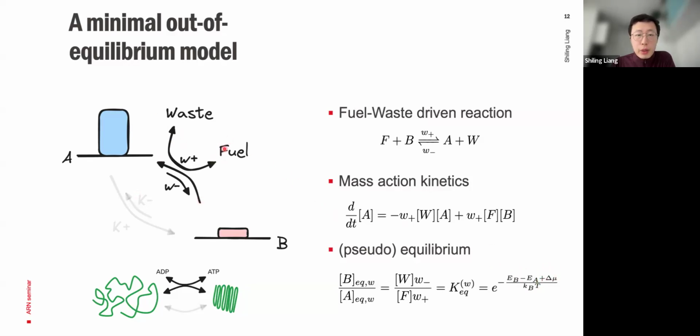So that means here we consume some fuel molecule to push the system from the lower energy state to the higher energy state. Then we'll have higher probability or higher concentration in the high energy state. We will have more unfolded polymers.